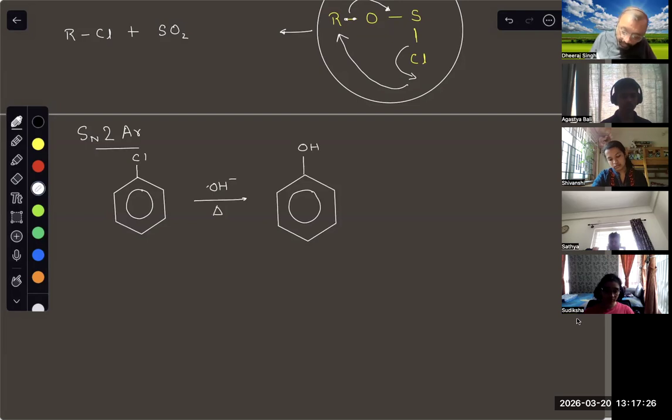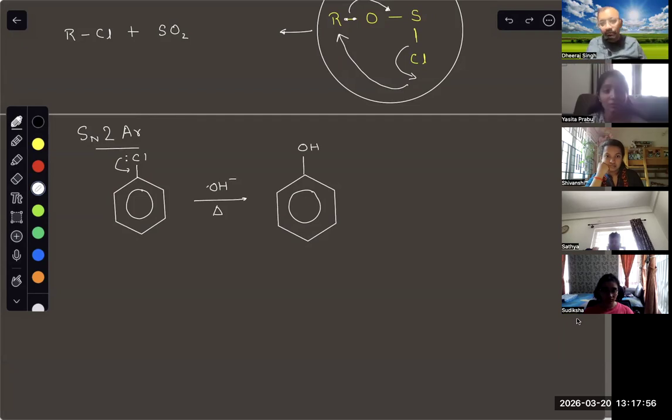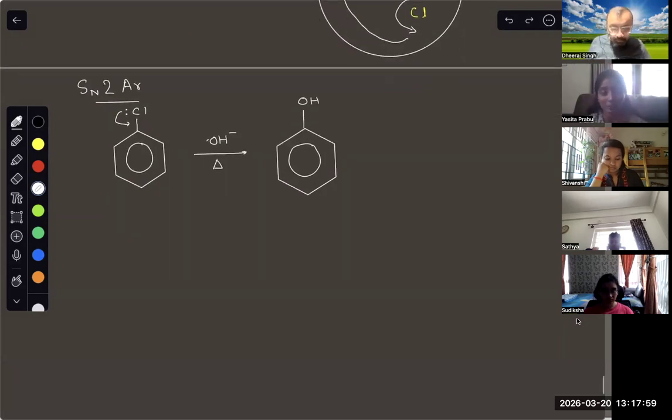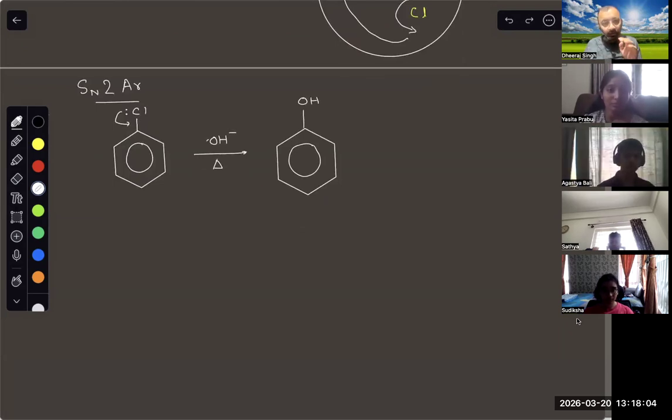Because due to the mesomeric effect, this has double bond character. This one has a double bond nature, so it will not come out. This is the sp2 hybridized carbon-chlorine bond. So that is the second reason. The main reason is that it has double bond character. Now, if I want it to happen at room temperature, then what condition should be there? Electron withdrawing group, NO2. Yeah, an electron withdrawing group should be there. Where? In which locations? Ortho or para position.